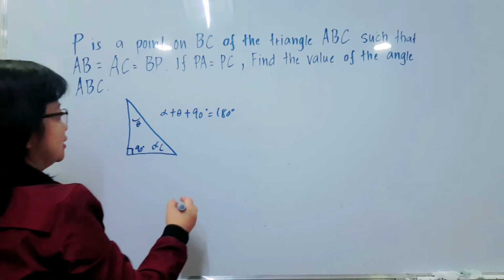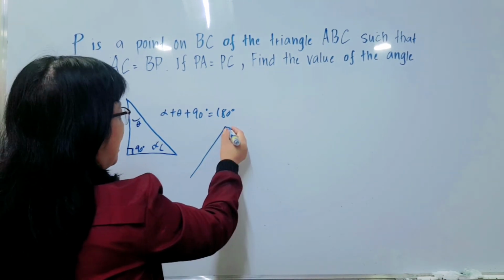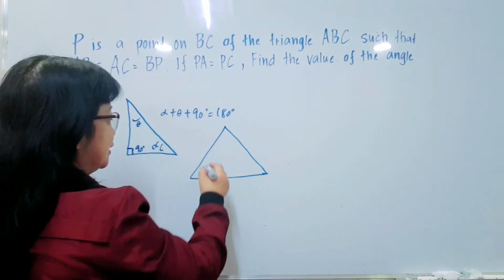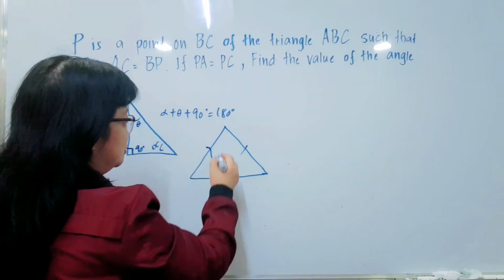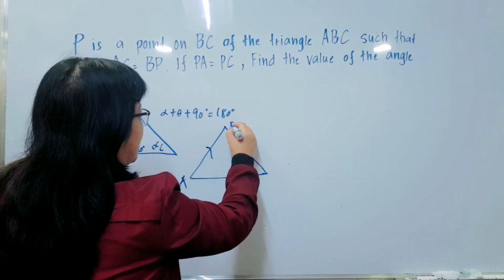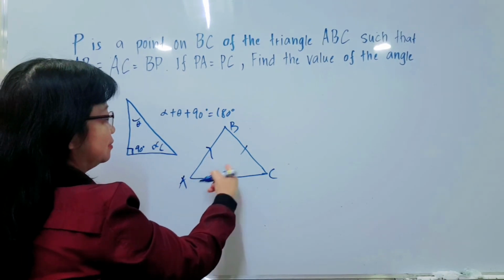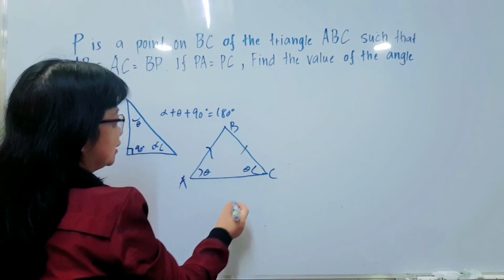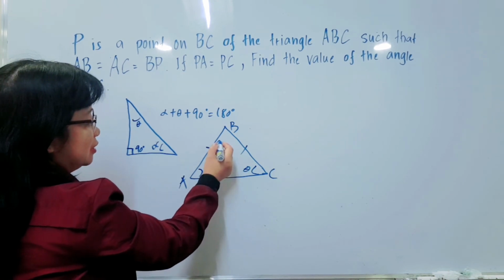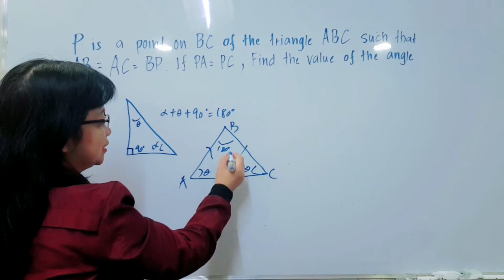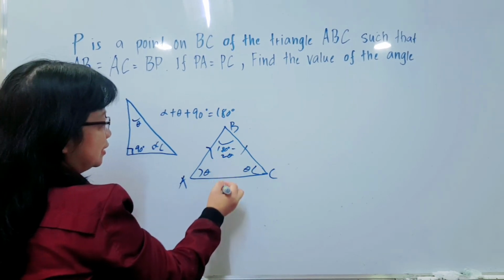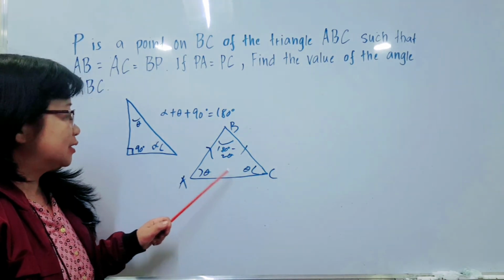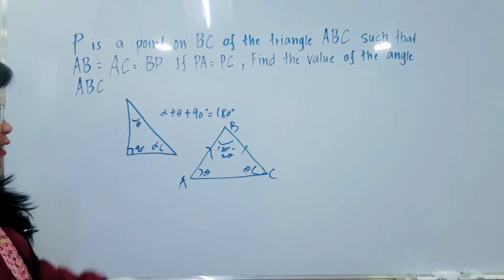Now, this is a right triangle. When you see an isosceles triangle, it means these two sides, the two legs, are equal. That means the total of the angles inside is still the same, 180 degrees. So if this is theta, this is also theta. Therefore, this third angle is 180 minus 2 theta. So in an isosceles triangle, two sides are equal, so the angle here is equal to the angle here.